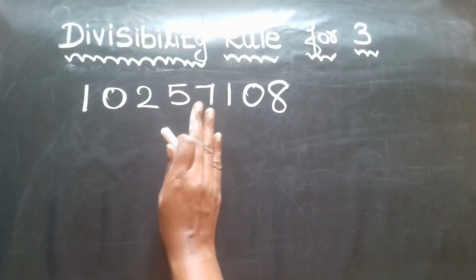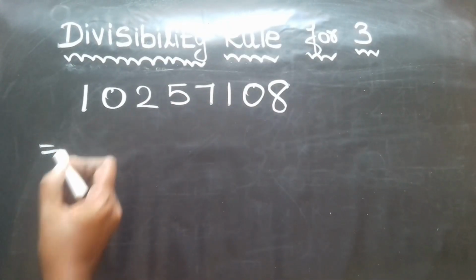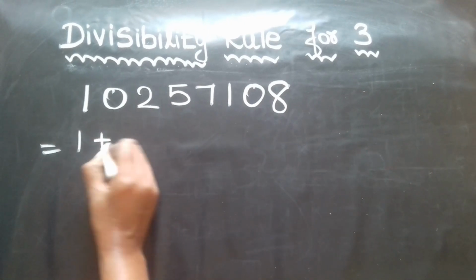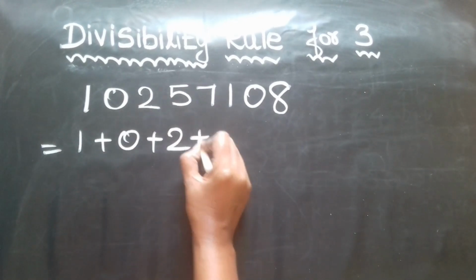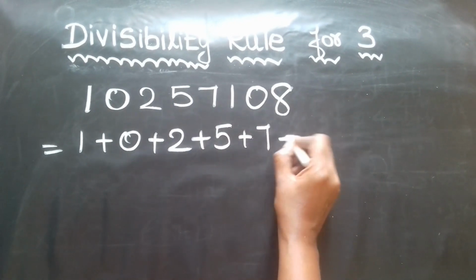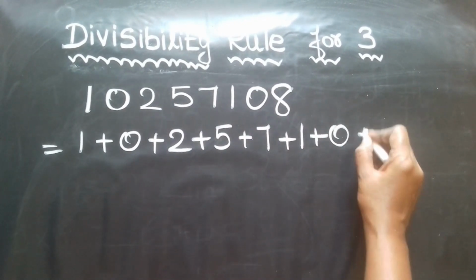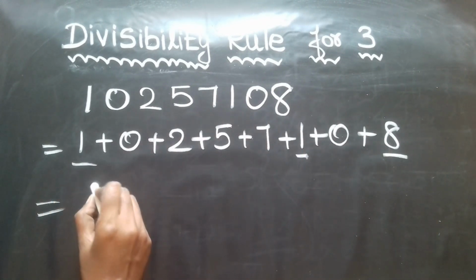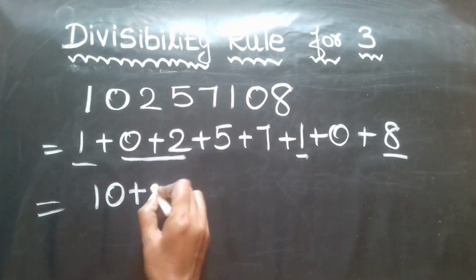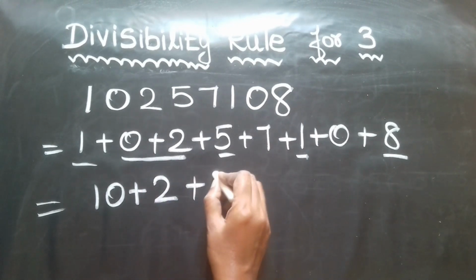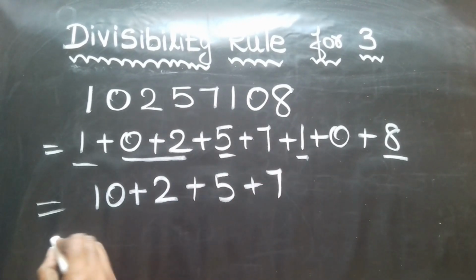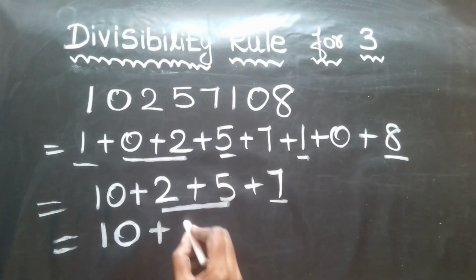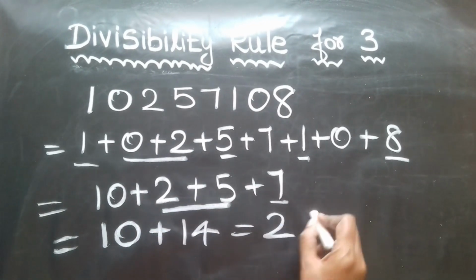This trick you can even apply to a larger number. The first step is to just add up the digits: 1 plus 0 plus 2 plus 5 plus 7 plus 1 plus 0 plus 8. So 8 plus 1 is 9, 9 plus 1 is 10. So 10 plus 0 plus 2, plus 5, plus 7. 10 plus 5 is 15, plus 2 is 17, 17 plus 7 is 24.